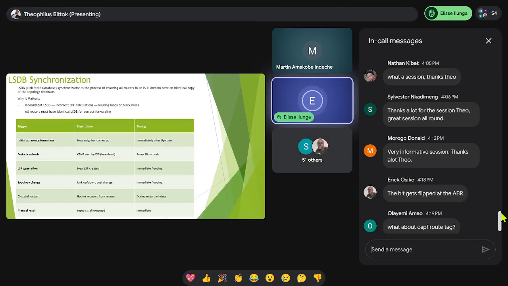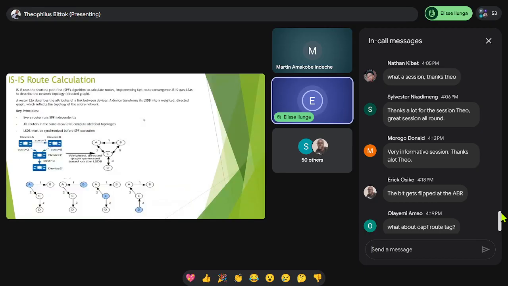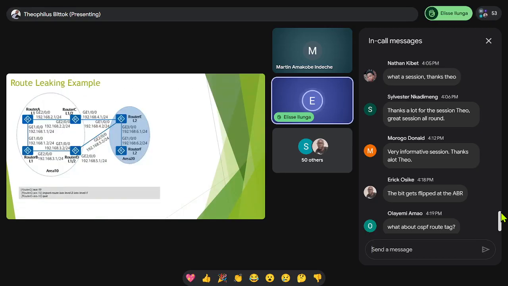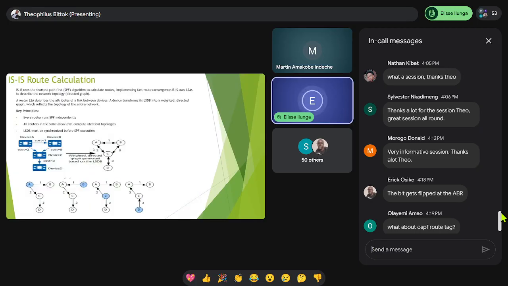Yes, Martin. I just want to address the question to the teacher. It is about the design when it comes to ISIS. The design is about levels, level 1, level 2, and level 1 and 2. So is it fine if I keep the entire network on level 2? This is my first question. Then I can ask the second one, please.